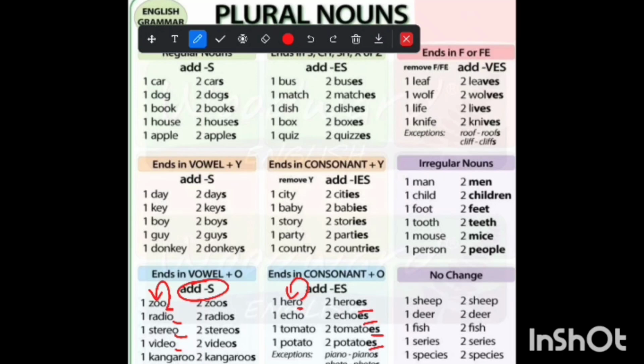No change. Understood? So for these words, no change means you have to write directly. If they give sheep, you have to write sheep. Deer means deer. There will be no change in those words.